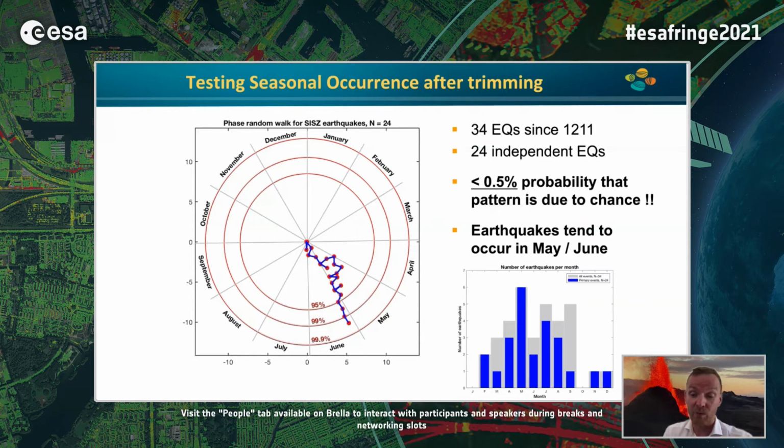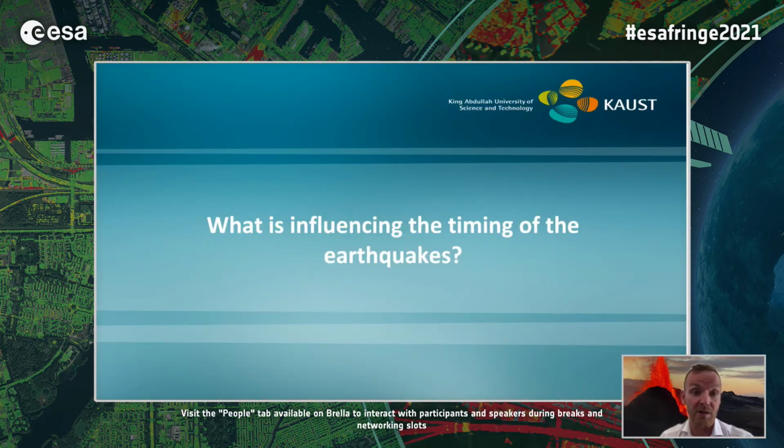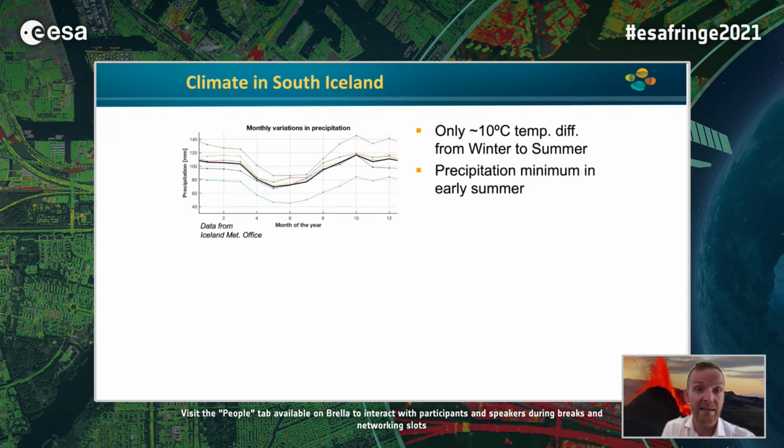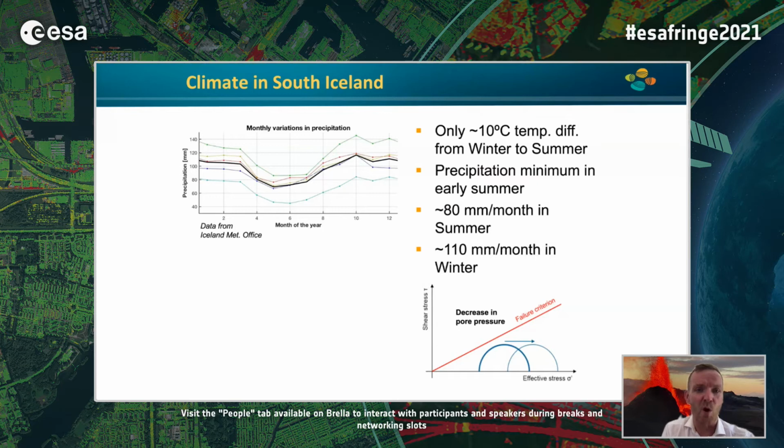So what could it be? What is influencing the seasons? Well, the obvious thing is to look into the weather. Looking into the weather, Iceland is a temperate climate in the middle of the Atlantic, so you only have a 10-degree difference between summers and winters. The winters are cold and the summers are also cold, so it doesn't really change very much. If you look at the rain, precipitation is actually at a minimum in the summer. That would tend to reduce pore pressure, would tend to move things away from failure. But the difference is actually very small. It's rainy in the winter, it's also rainy in the summer. So it's raining all the time and it's cold all the time.